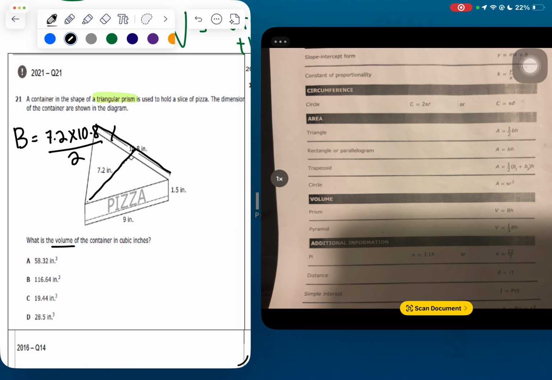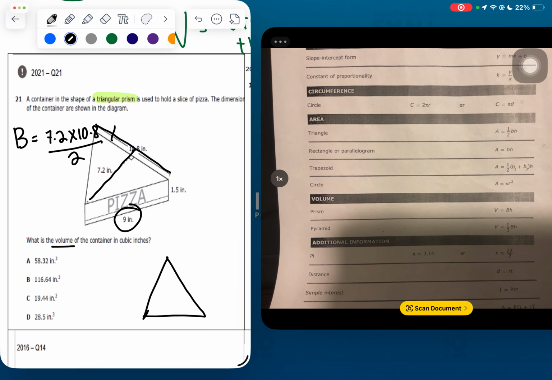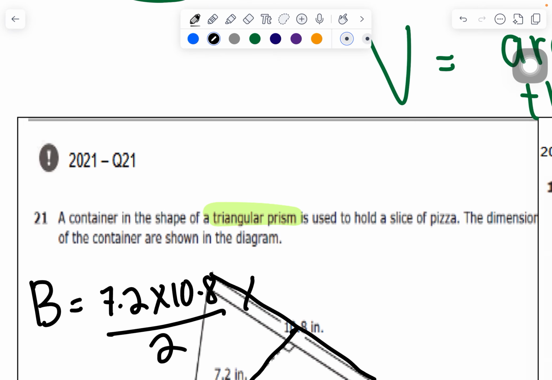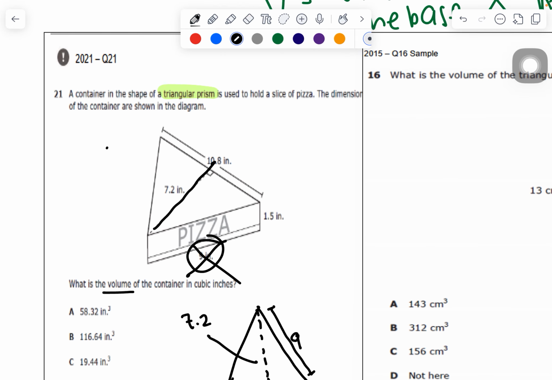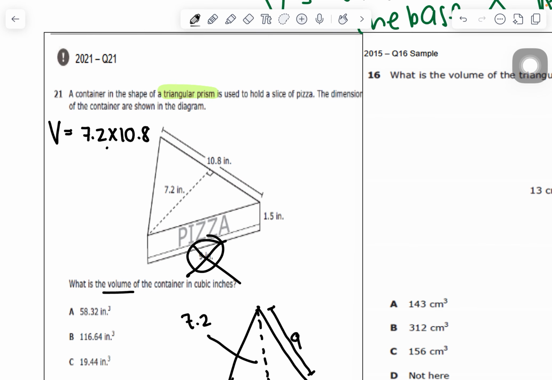Think about it. Because this 9 right here is showing me, I know my base of the triangle is 10.8. I know the height of the triangle is 7.2. 9 is just this length of the triangle. I don't really need that, so I'm going to get rid of it. The 3 numbers I need to multiply are these 3. Let me rewrite it. So volume equals 7.2 times 10.8 times 1.5, and then everything divided by 2.